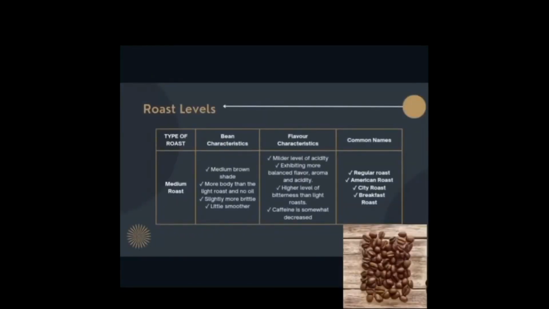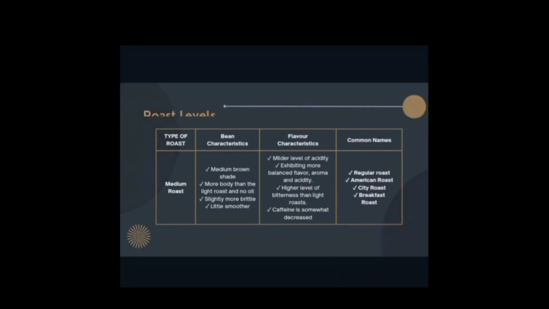And now we have the medium roast. The characteristics of medium roast are medium brown shade, more bodied than the light roast, and no oil, while the flavor characteristics are a milder level of acidity, a more balanced flavor, aroma, and acidity, and the common names are regular roast, American roast, city roast, and breakfast roast.